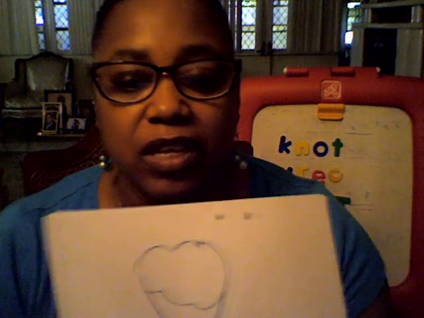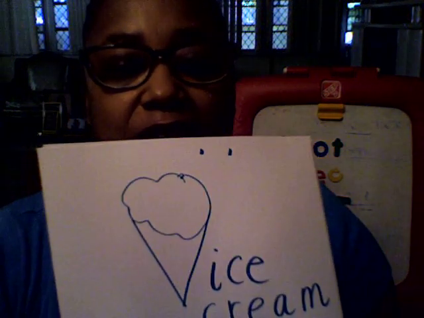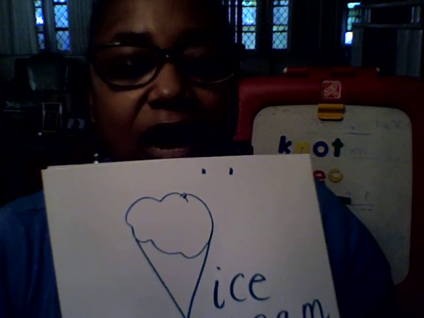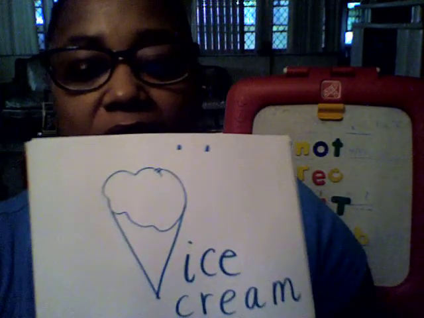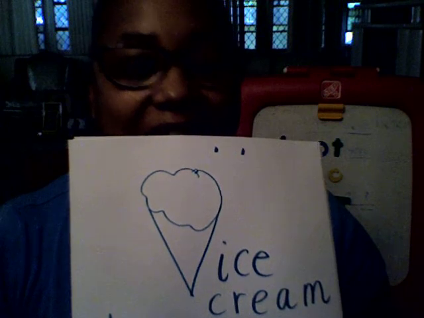Okay, so for today's assignment, we're looking at two things. One is long I, and another thing is some new digraphs. All of these digraphs help us to blend to make new words, okay? So let's look at first the long I. We had our spelling words with the long I. I want you to look at this. This is my ice cream. Ice cream. Do you see how ice cream says I? So when we have words with long I, it says I.